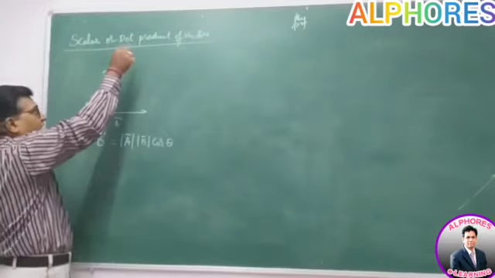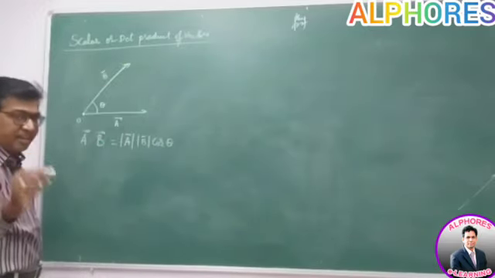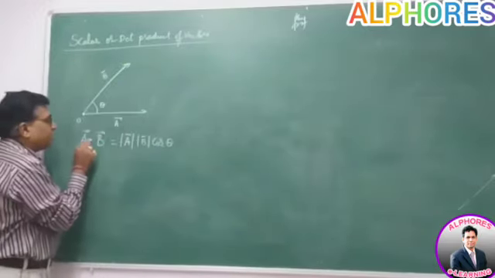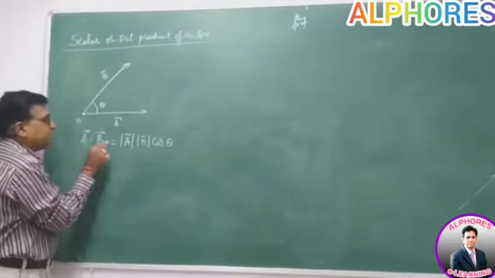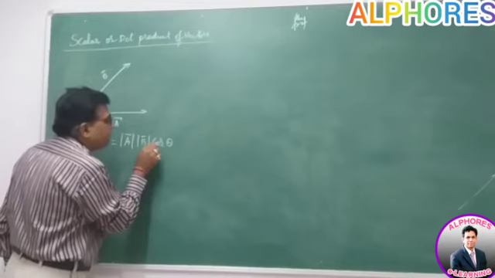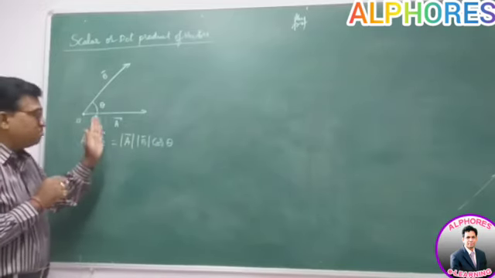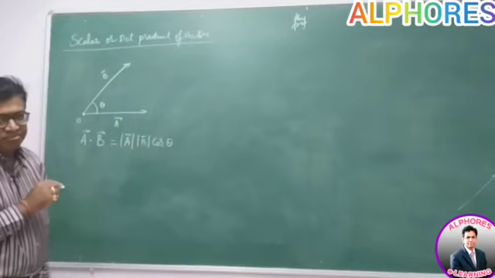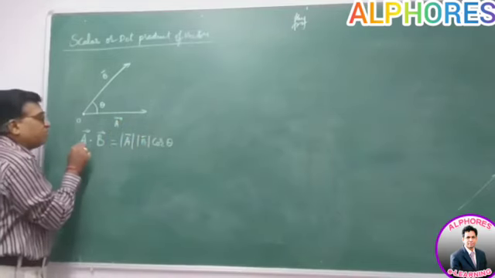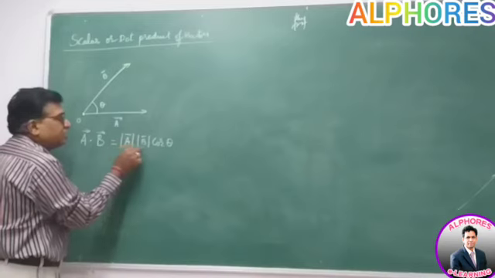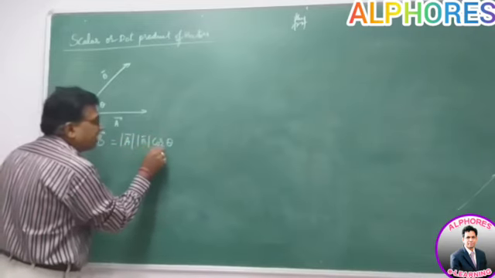So, the dot product or scalar product of two vectors is defined as the product of the magnitudes of the vectors and the cosine of the angle between the vectors. So, A dot B is mod A, mod B, cos theta.